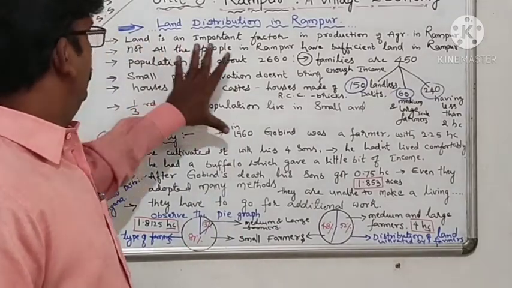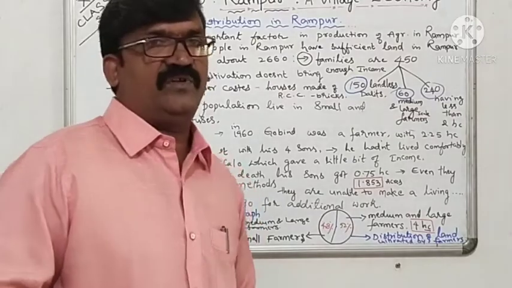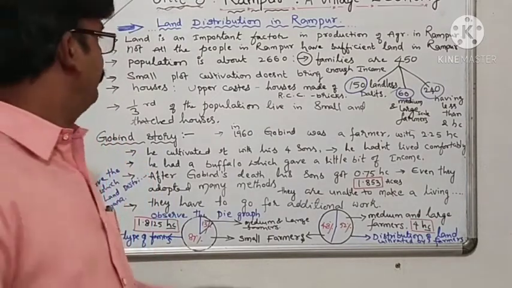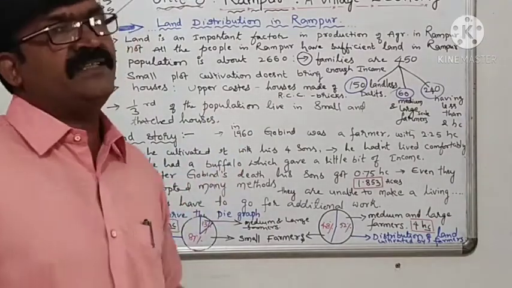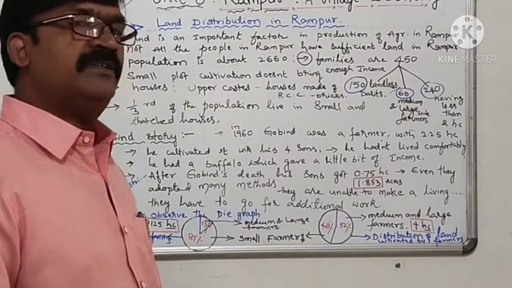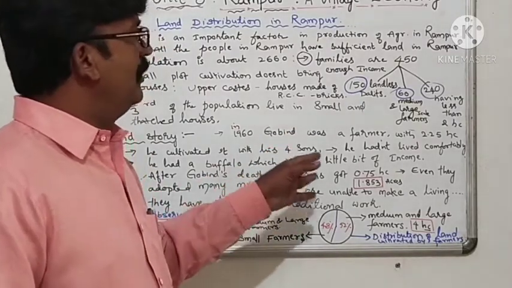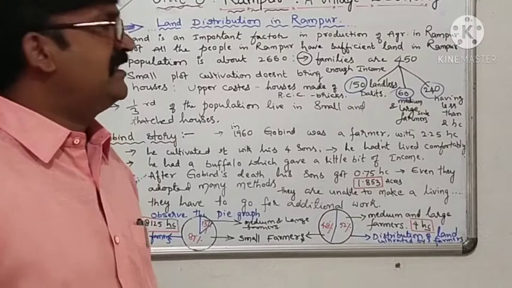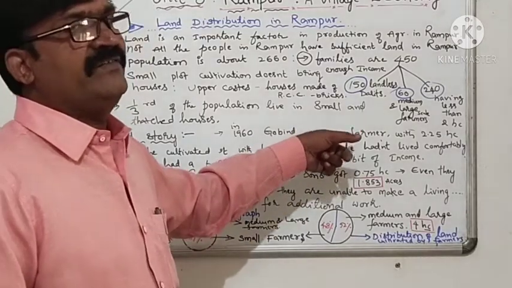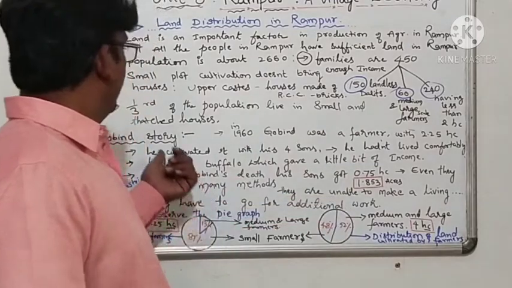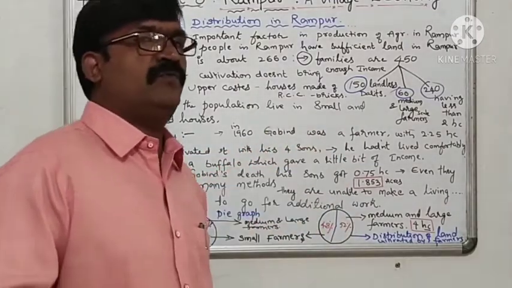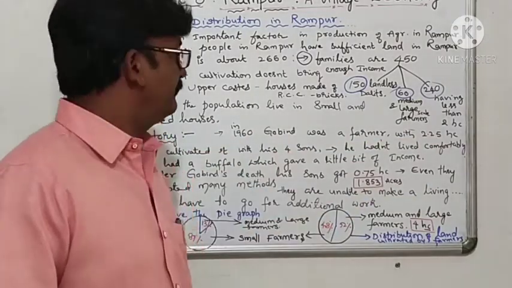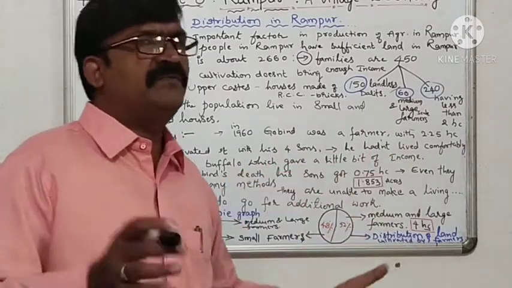So, here is a story. It is a symbolic story of a person named Govind or Gobind. So here, in 1960, there was a farmer named Govind. He was a farmer with 2.25 hectares. He was cultivating in his land with his 4 sons. He had 4 sons. With this 2.25 hectares of land, he hadn't lived comfortably.